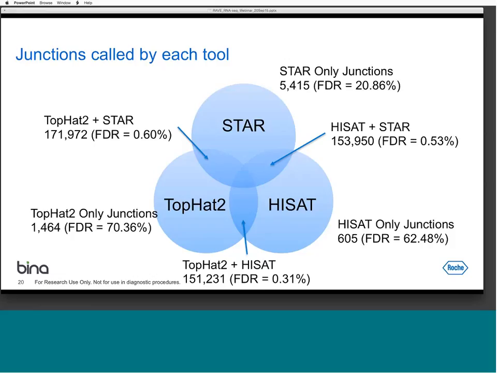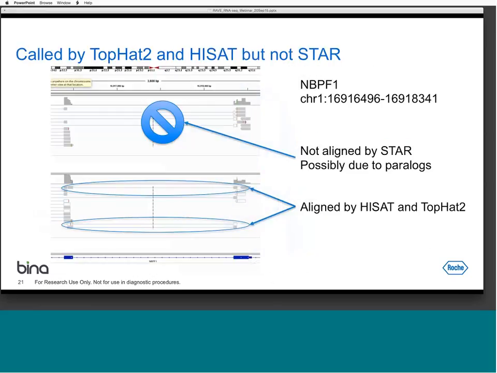Although these private junctions have much higher FDR, there are still true junctions here, which are not captured by the other tools. So looking at some concrete examples of true junctions which are missed by other tools. You can see a junction here where HISAT and PALMapper is able to align, but is missed by STAR, possibly due to parallels.